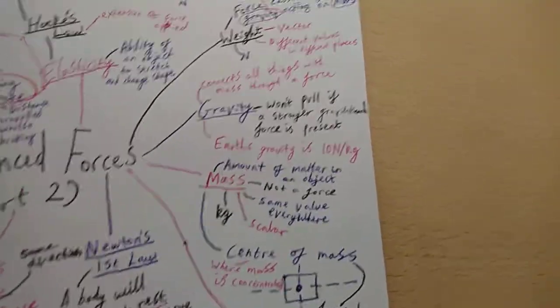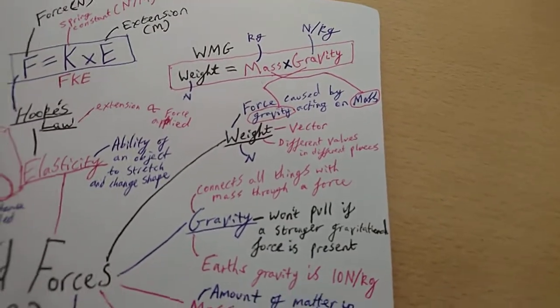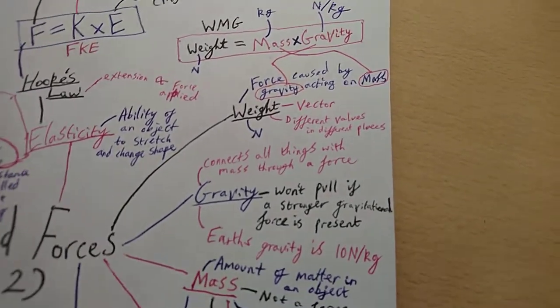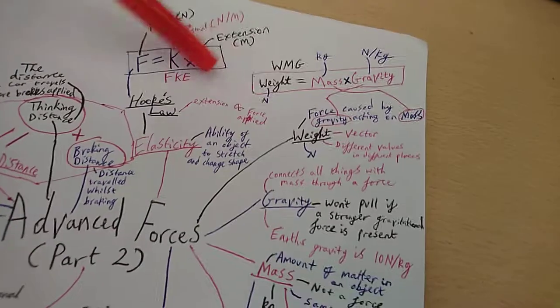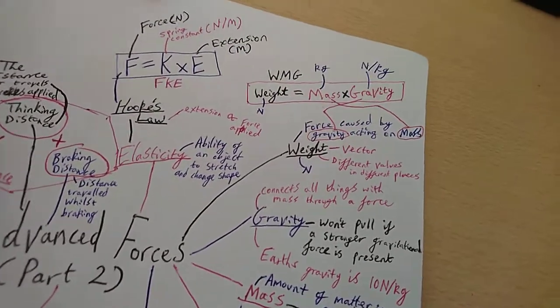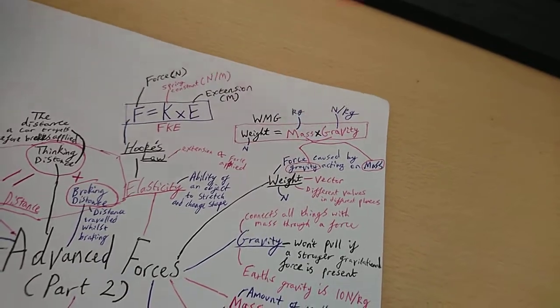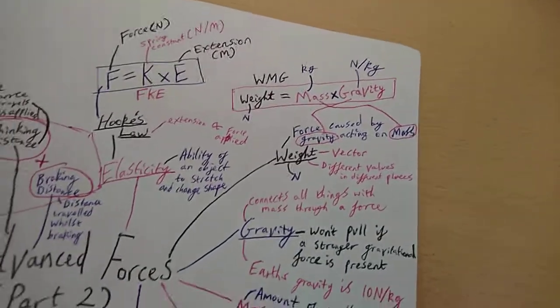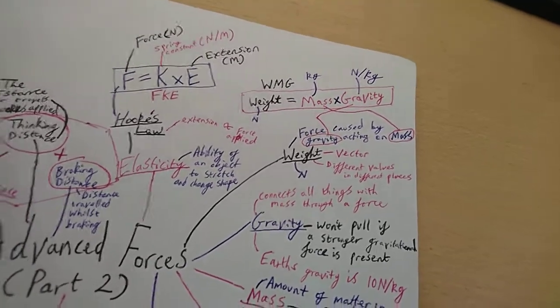So weight is linked to mass and gravity. Weight is a vector and it has different values in different places. Weight is a force caused by gravity acting on mass. You can use this equation for it: weight equals mass times gravity, W = mg. Mass is in kilograms, gravity is in newtons a kilogram. So basically weight is mass with gravity applied onto it, which means it's times together.